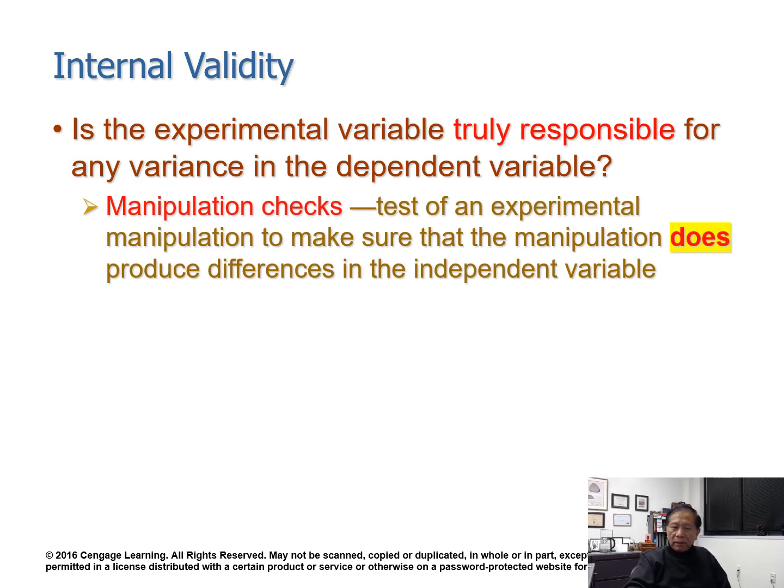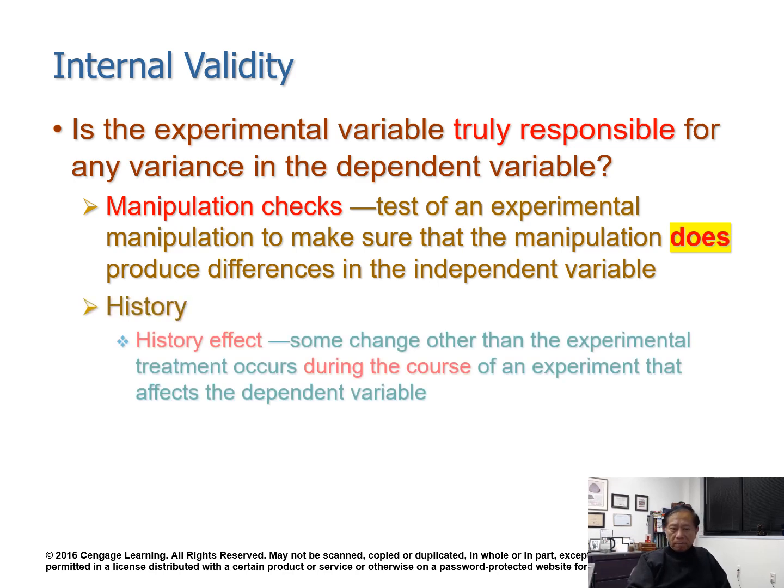And you can do a manipulation check. What's a manipulation check? It tests an experimental manipulation to make sure that the manipulation does produce differences in the independent variables. Right? Make sure the different colors are indeed different. People can tell the difference. That's the manipulation check.